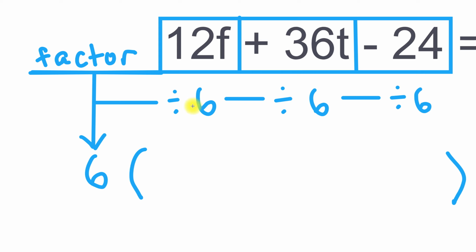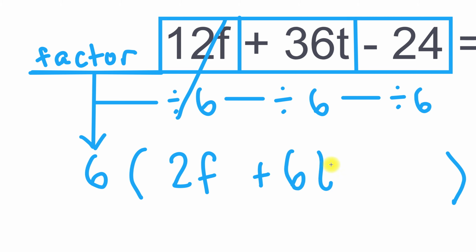So let's take a look here. 12 divided by 6 is going to give us positive 2. So I will put positive 2f, since this is the variable for this term. That's going to be positive 2f, and I am done with this term. Then I'll go to the next term, positive 36t, and I'm dividing that by 6. So positive 36 divided by 6 will give us positive 6. And since the variable t is here, I have to make sure I put that as well. So this is going to be positive 6t, and I'm done with this term.